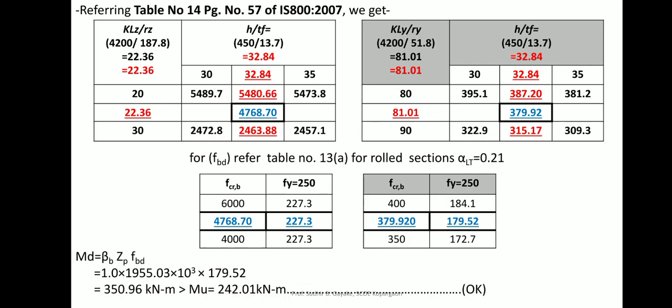So according to that, your design bending strength for laterally unsupported beam is equal to beta B into ZP into FBD, and the value we are getting is near about 351 kilonewton meter. So 350.96, which is almost equal to 351. Therefore, your maximum factored bending moment capacity of your section is greater than the bending moment acting, 242. Therefore, the section is safe. It is okay. Now, similarly, go for your design check.